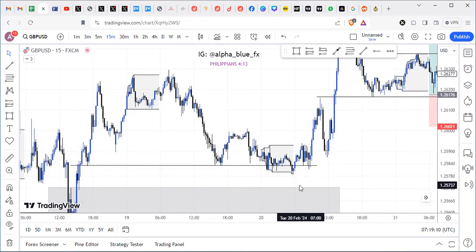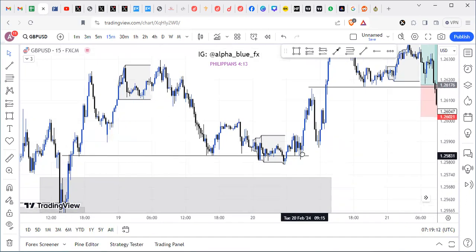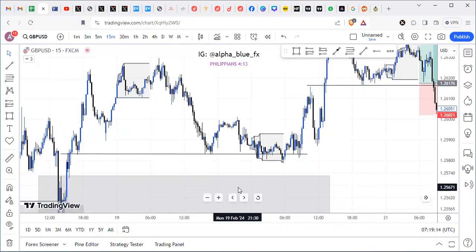Now, one of the reasons why I was still holding on to my buy limit on this zone right here was because price took out this liquidity at the Asian session. See the Asian range right here, right? This is the Asian range, and price took out this liquidity during the Asian session. So when we came into the early London session, price started ranging right here.